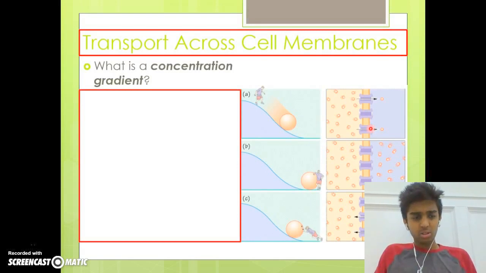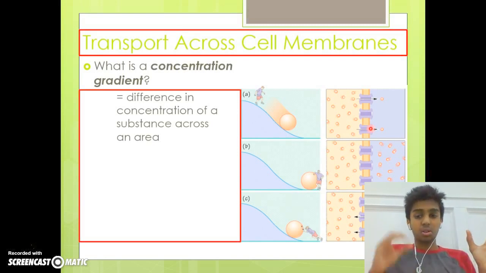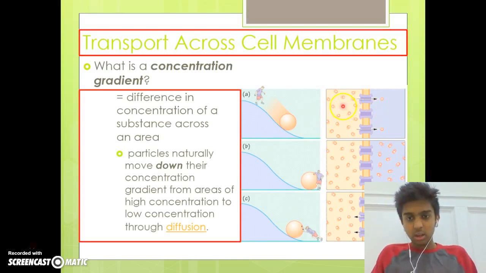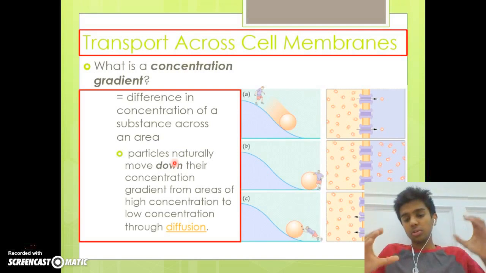So what is a concentration gradient? Well, simply put, a concentration gradient is the difference in concentration of a substance across an area. Let's look at these pictures for examples. In this situation, the concentration of this molecule right here is not as much as the concentration there. So the molecules will move out and more will enter in there. Now, sometimes this will actually require energy. Particles naturally move down the concentration gradient from areas of high concentration to areas of low concentration.